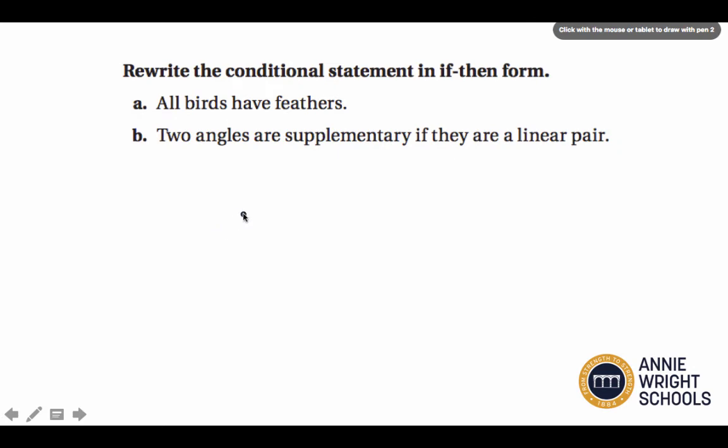There's lots of different ways these conditional statements can be written, but we always want to try to break them down in if-then form. Pause this video and see if you can write these two statements in if-then form.